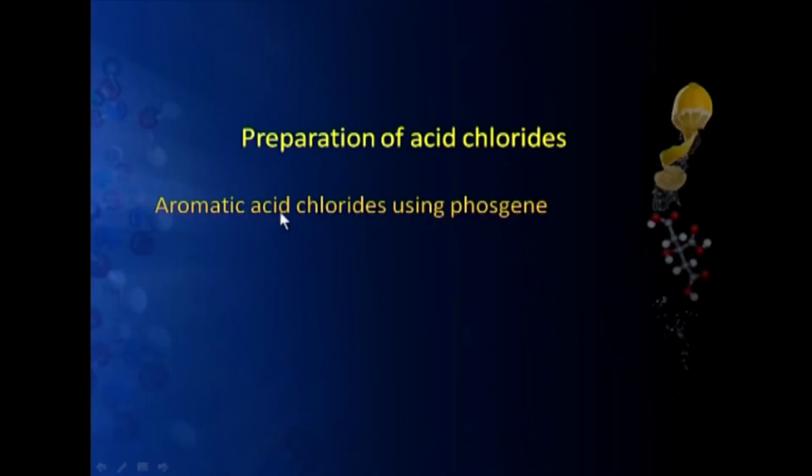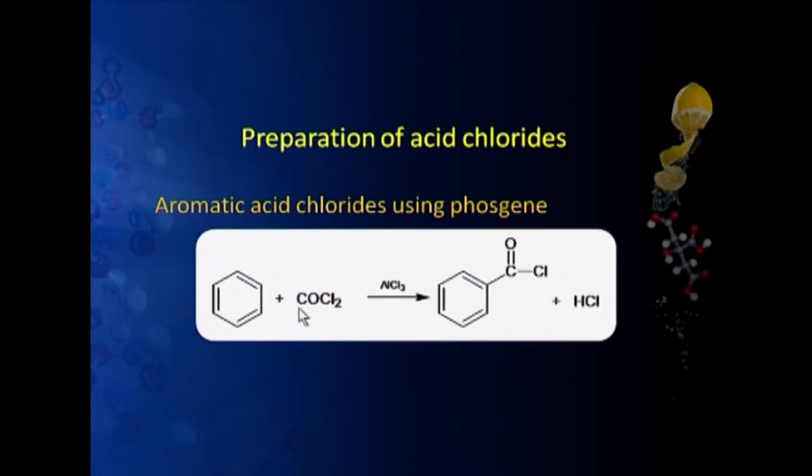Aromatic acid chlorides can also be obtained by another method in which phosgene is used as a reagent. The aromatic compounds are treated with phosgene, and the reaction is related to Friedel-Crafts acylation. Benzene, when treated with COCl2, that is phosgene, in presence of aluminum chloride, gets the COCl group introduced on the benzene ring and we get benzoyl chloride. But this method is useful only for the preparation of aromatic acid chlorides.